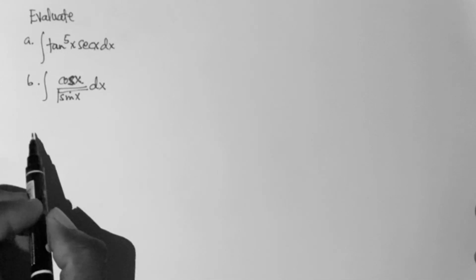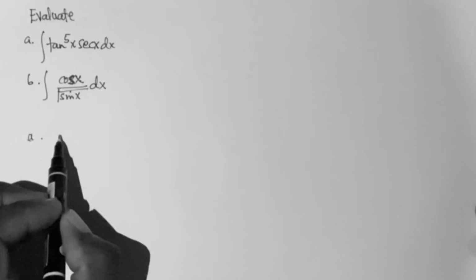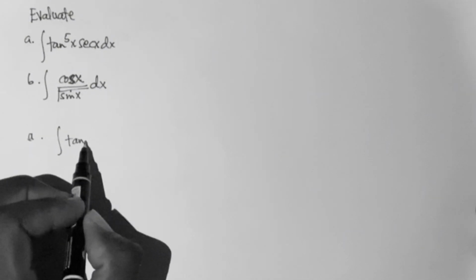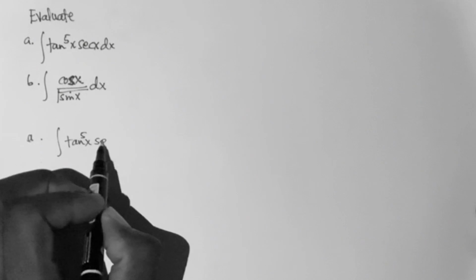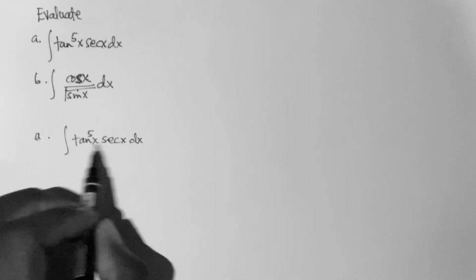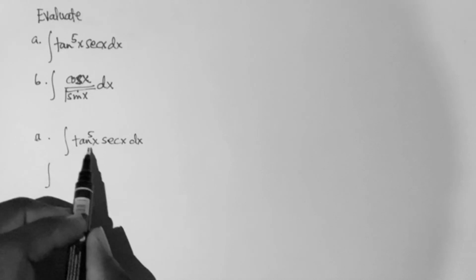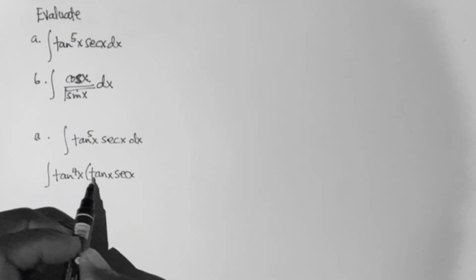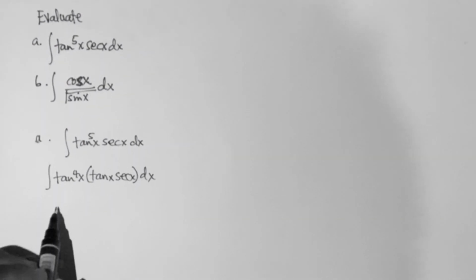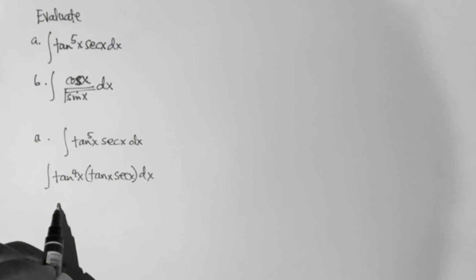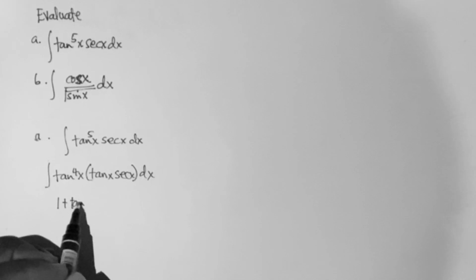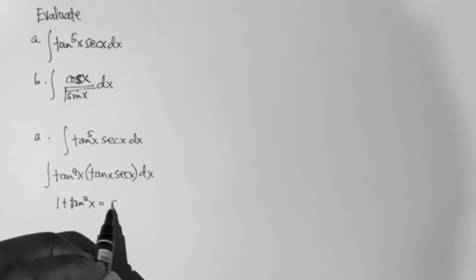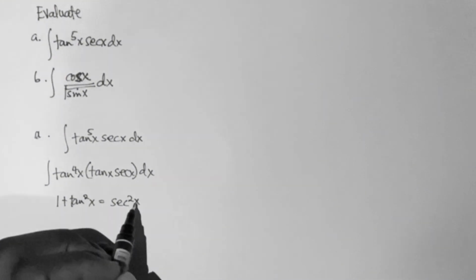So let's start with the A part, which says that we should integrate tan x exponent 5 sec x dx. So I want to rewrite the integral as integral of, I want to pull out one tan x. So it becomes tan x exponent 4, then tan x sec x. So let's put this one in brackets, dx. But we know that from trig identities, 1 plus tan squared x is equal to sec squared x.